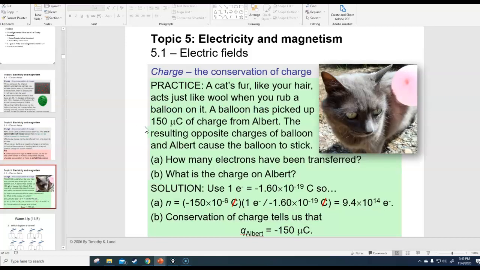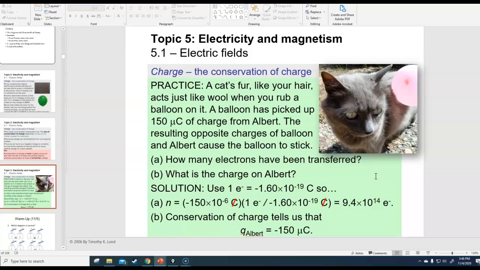All right, let's do a simple example. Let's say we have Albert the cat, and this question says, a cat's fur, like your hair, acts just like wool when you rub a balloon on it. A balloon has picked up 150 microcoulomb of charge from Albert. Remember, the symbol is the Greek letter mu, so this is micro. The resulting opposite charges of balloon and Albert caused the balloon to stick. By the way, you can actually do this demonstration at home. If you rub a balloon on a cat, the balloon will actually stick to the cat.